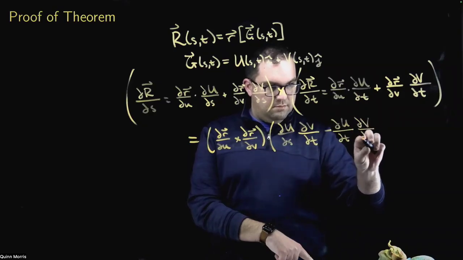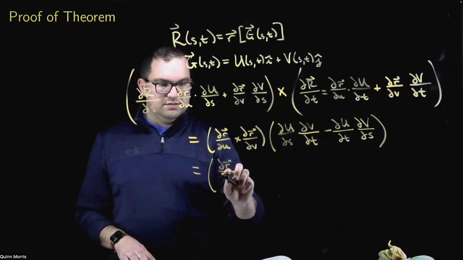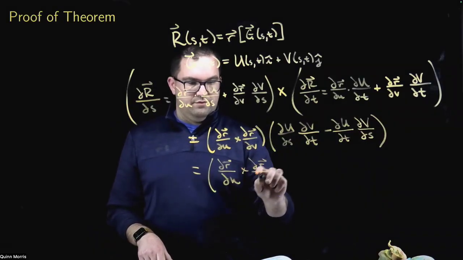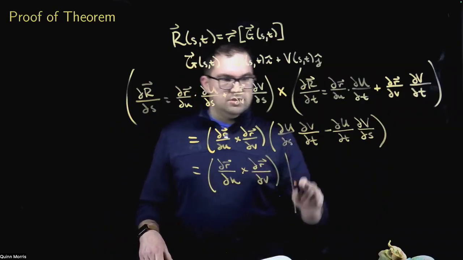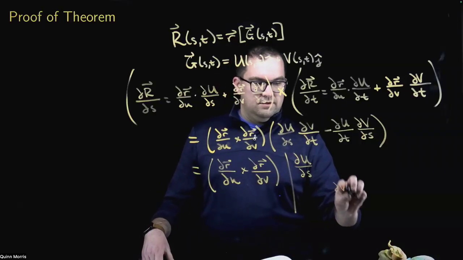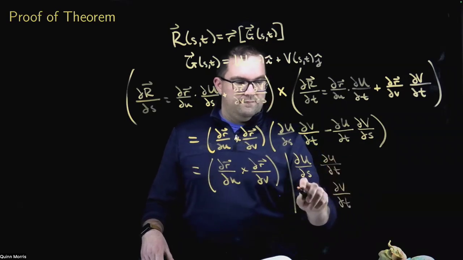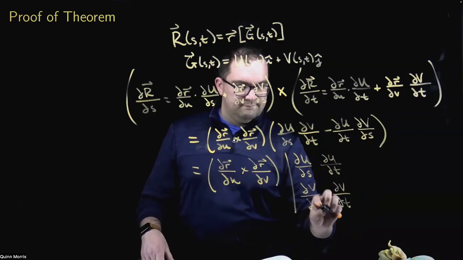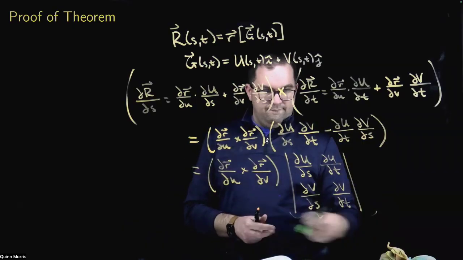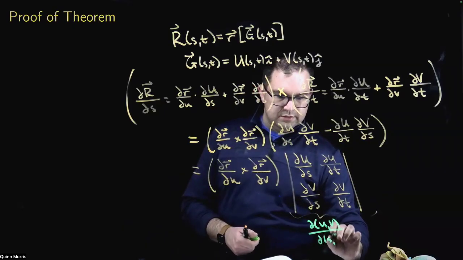And if I look at this, this is the fundamental vector product of little r with respect to u and v, times, now this is just the determinant of the matrix with rows du ds, dv ds and du dt, dv dt, which is precisely the thing we called earlier d(u,v)/d(s,t).